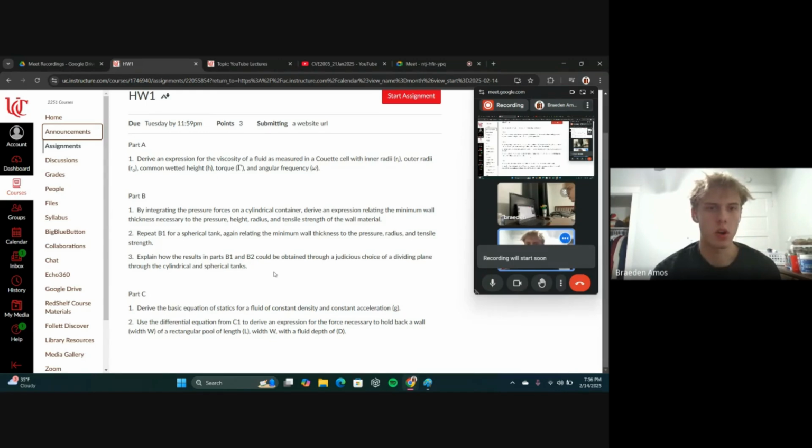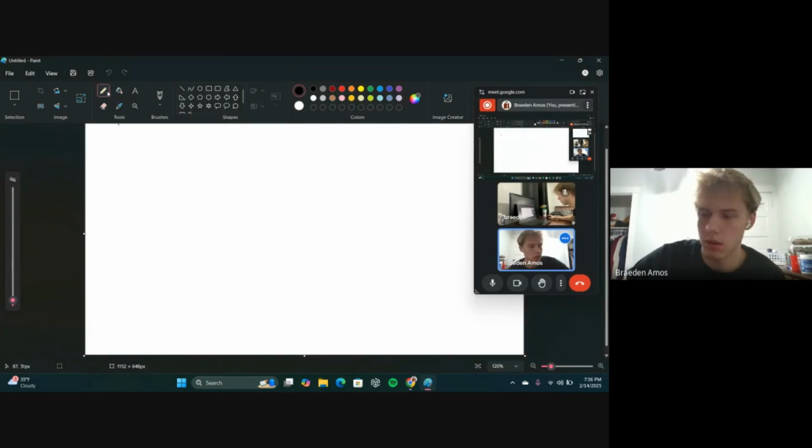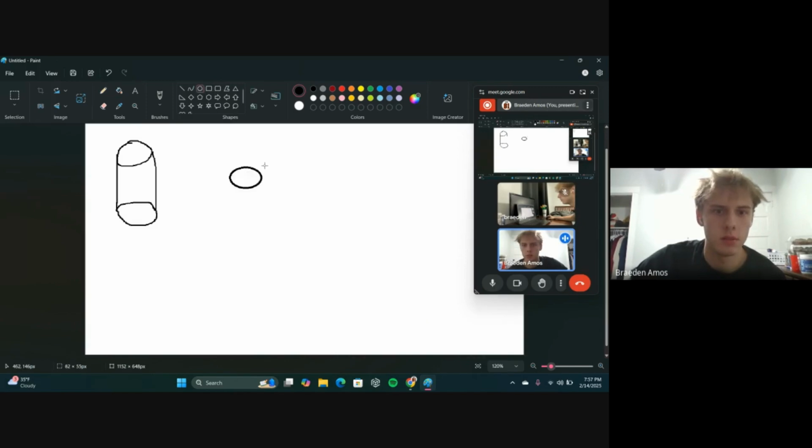All right, so this is homework 1, part B, part 3. For this one, we need to explain how the results in parts B1 and B2 can be obtained through judicious choice of a dividing plane through the cylindrical and spherical tanks. So for this one, I'm going to draw it again. So we have a cylinder. I'm going to redraw that, and then our top-down view.